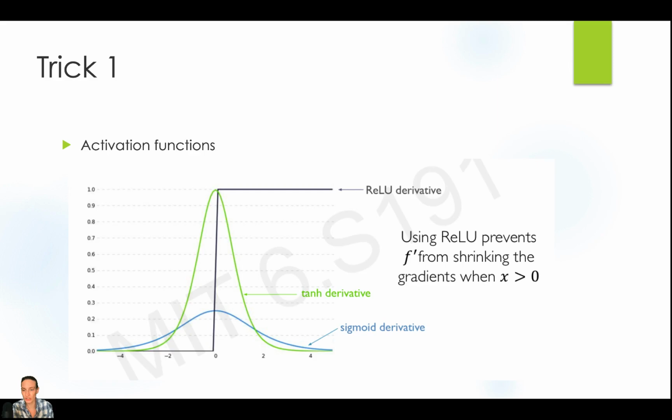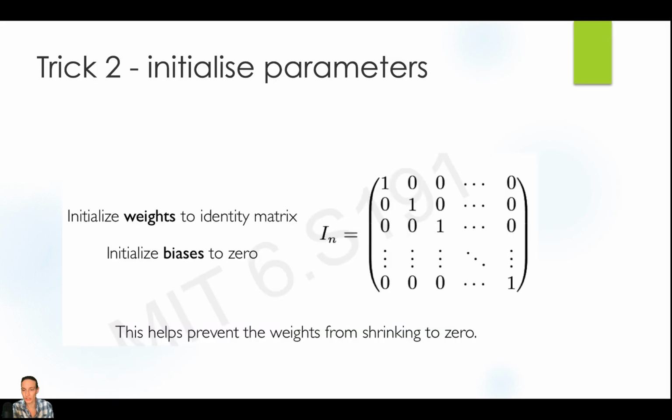So the first trick we can apply is to use a different type of activation function. If we use a hyperbolic tangent or sigmoid activation, the derivative is actually smaller than 1. But if we were to use ReLU, the derivative is 1 whenever x is bigger than 0. So this would help prevent our shrinking gradients, but only when x is bigger than 0, mind you. It's quite important.